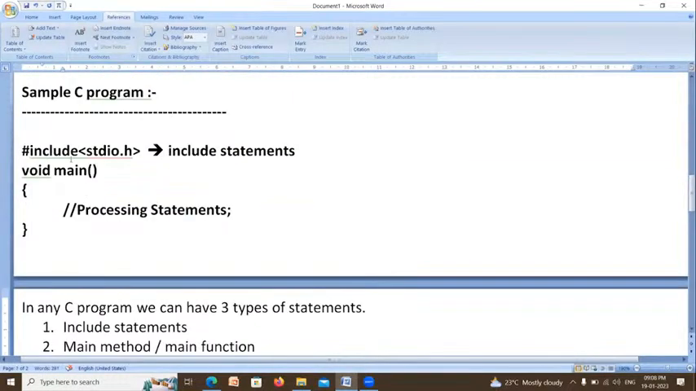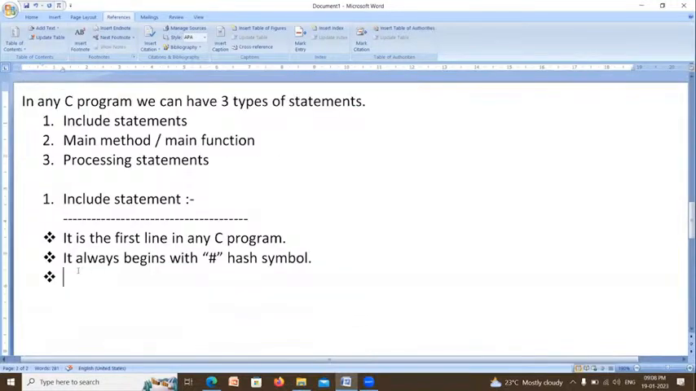What is the use of this line? It is used to copy the content of this file into your program. Which file? stdio.h. It is the file name. Into our program.